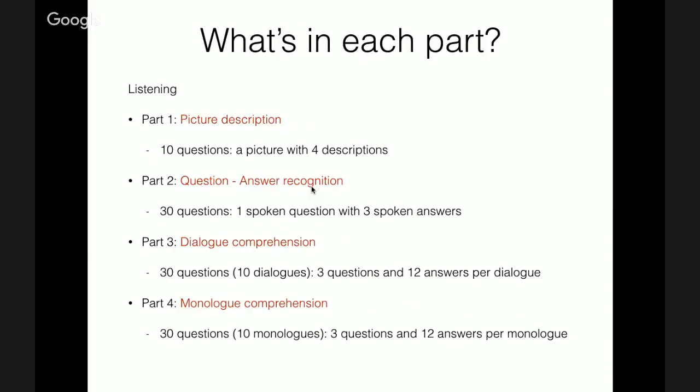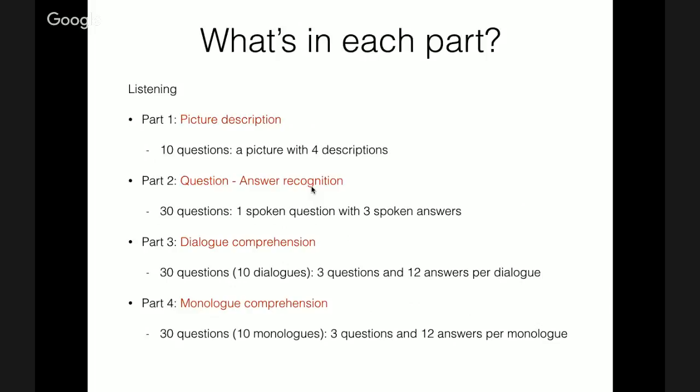So that'll be for the next webinar. But today we'll talk about part 1. Part 2 is question answer recognition. That means there are 30 questions. You will listen to 1 question spoken and then listen to 3 answers. 1 answer corresponds to the question. So your job is to choose A, B, or C, the answer that corresponds to the question.